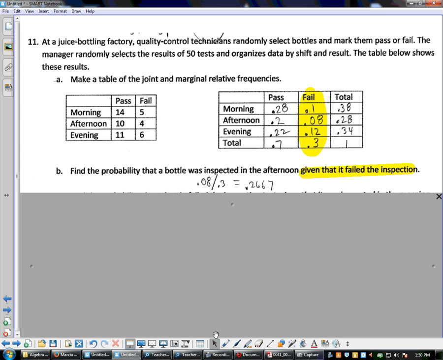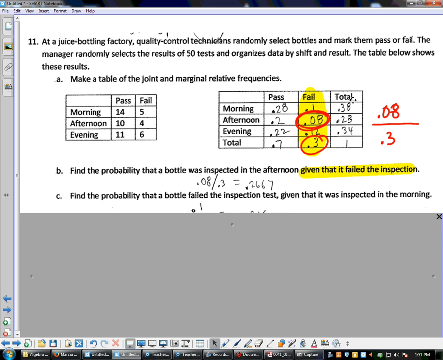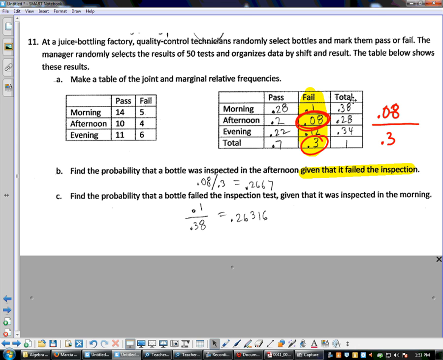All right, and it says what's the probability that a bottle was inspected in the afternoon given that it failed the inspection? Well, here's the frequencies that we're interested in. 0.08 out of the total, which is 0.3. So if we do 0.08 divided by 0.3, we get 0.2667. What's the probability that a bottle failed the inspection given that it was inspected in the morning?